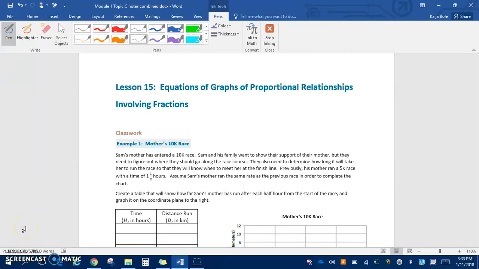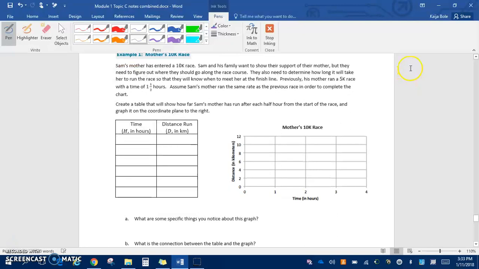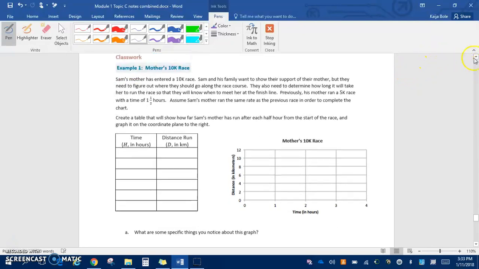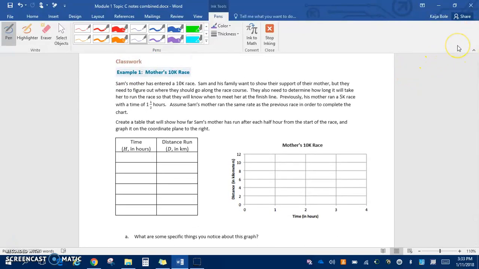Alright, so here we are in lesson 15, equations of graphs of proportional relationships involving fractions. So, just more of what we've been doing. Just now we have tables and we have some graphs, and we're going to use that to write our equations. First of all, I know the spacing looks a little different on mine than it is on yours, but that's okay, it's the same question.